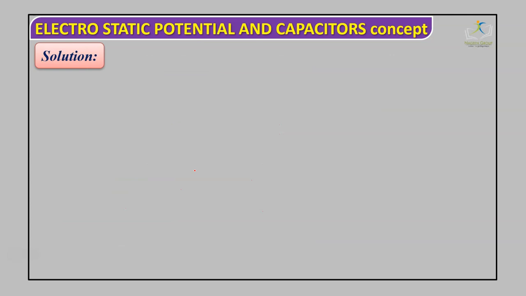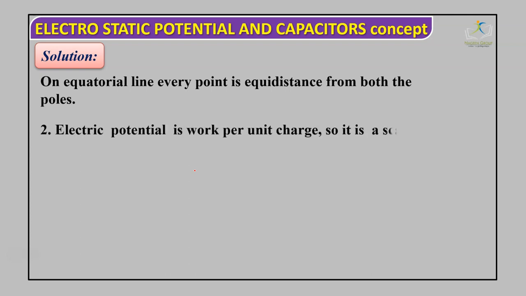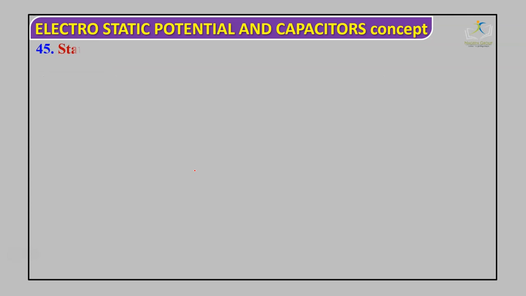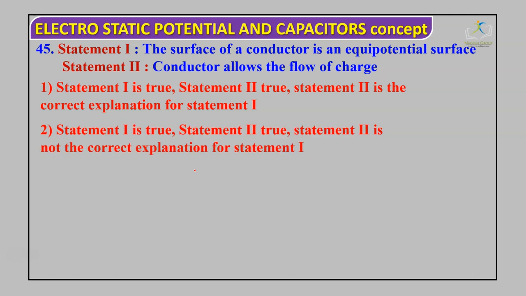Let us see how it will be possible. On the equatorial line, every point is equidistant from both the poles. Hence, electric potential is work per unit charge, so it is a scalar. According to that, the correct option is option 4. Question 45, we have statements. Statement first: the surface of a conductor is an equipotential surface. The second statement: conductors allow the flow of charges. We have these options.